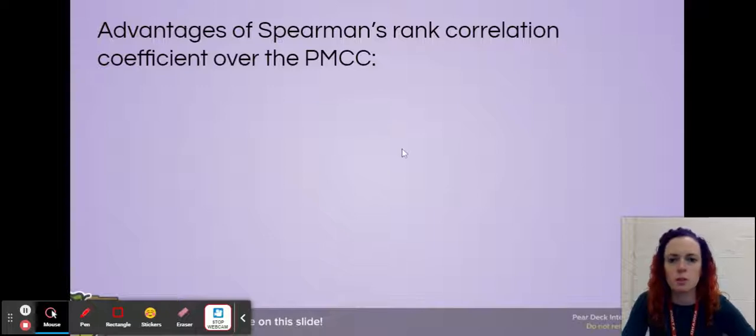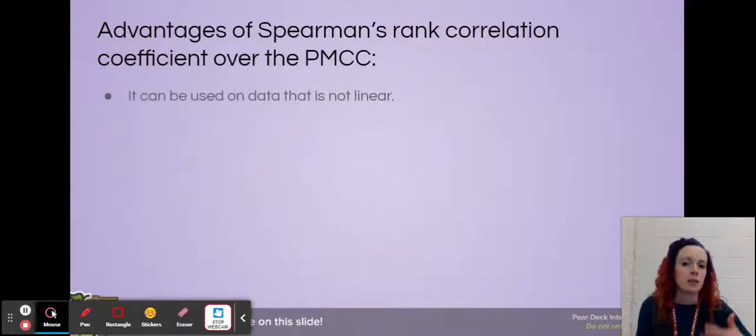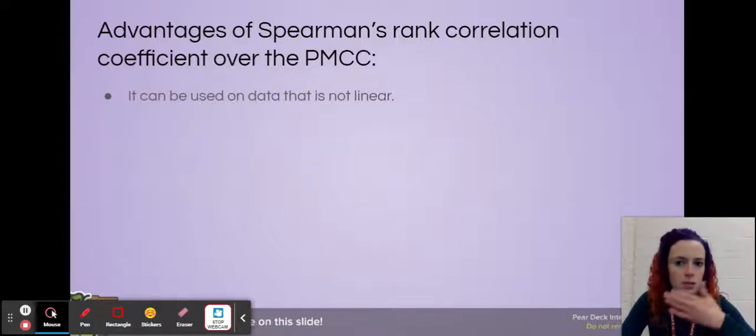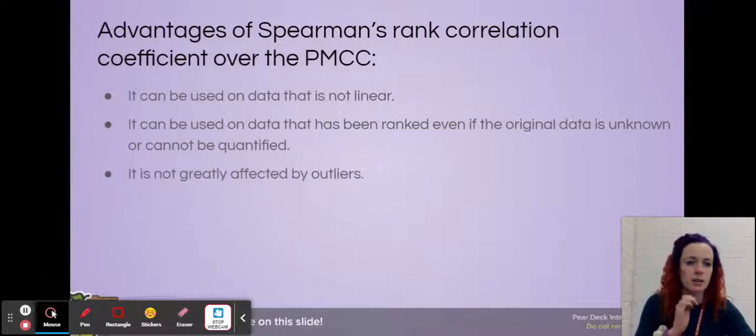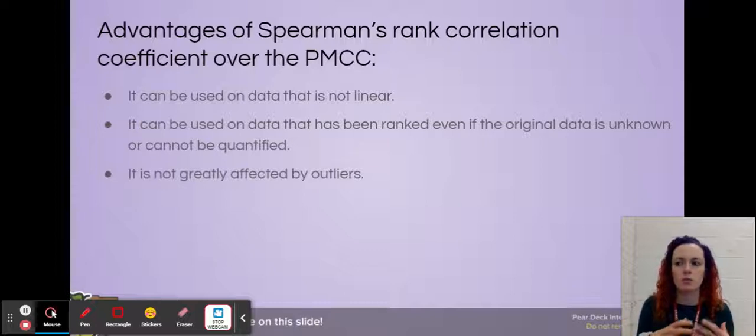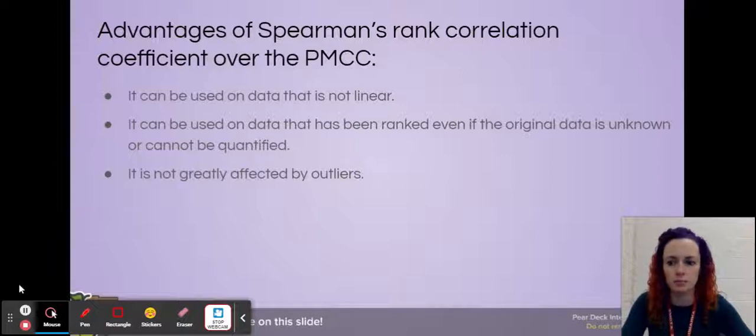Finally, some advantages of Spearman's rank correlation coefficient over Pearson's product moment correlation coefficient. First of all, it can be used on data that's not linear. Pearson's is restricted to only linear data, so Spearman's can be nonlinear. It can be used on data that has already been ranked, even if the original data is unknown or can't be quantified. And it's not greatly affected by outliers. When we have outliers, using Pearson's product moment correlation coefficient can skew the data. Spearman's brings everything onto a similar scale, so it's not going to be affected by outliers at all.